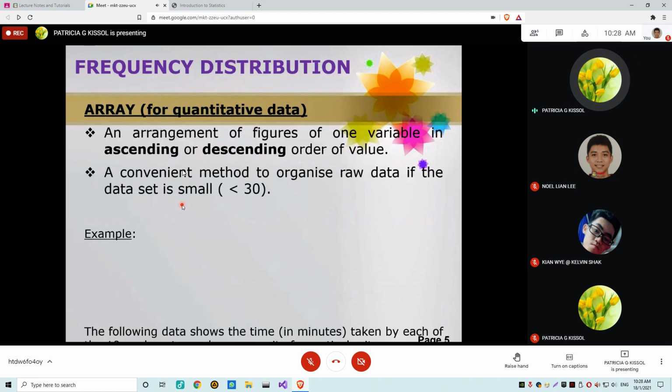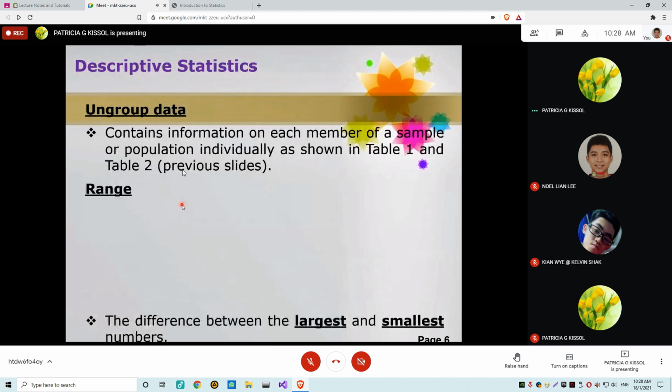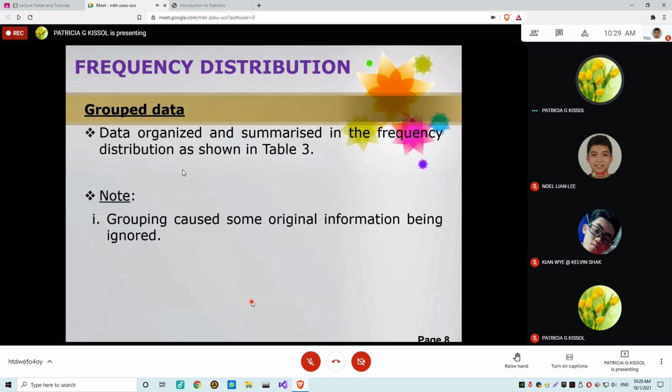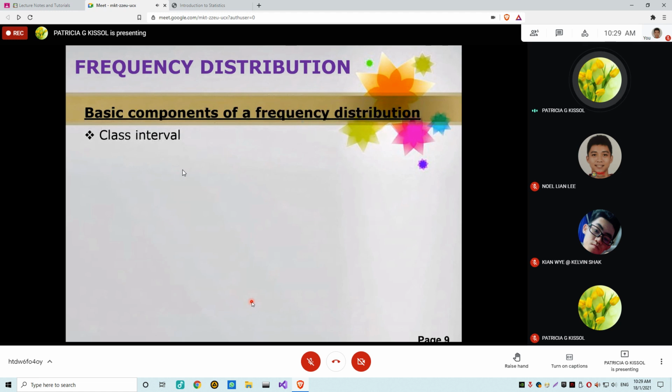Like if I go back to the slides here, you can see if you go back to table 1 just now, from 63 to 65, there are 4. 66 to 68, there are 5. 69 to 71, there are 6. And 72 to 74, there are 2. Okay. Is that clear? Yeah. Okay. And basically, I've already explained class interval.